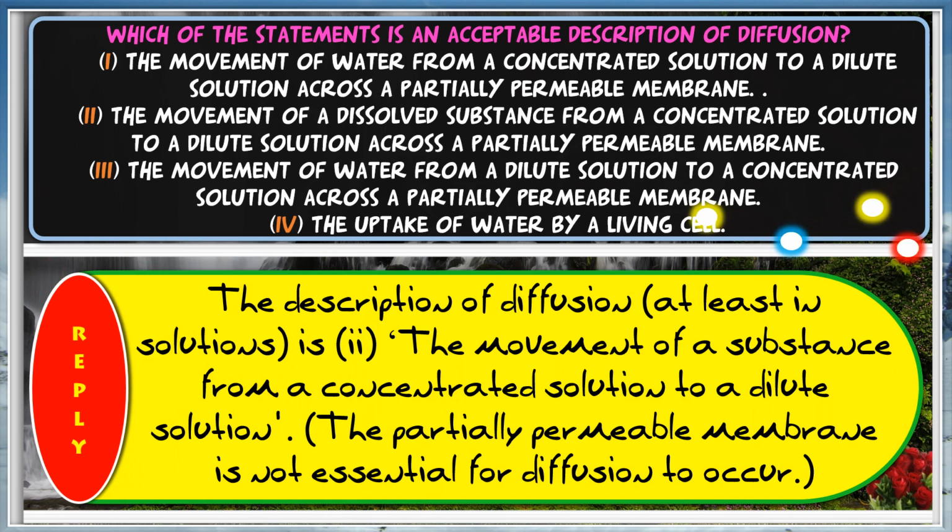The description for diffusion, at least in solution, is part 2. The movement of a substance from a concentrated solution to a dilute solution. The partially permeable membrane is not essential for diffusion to occur.